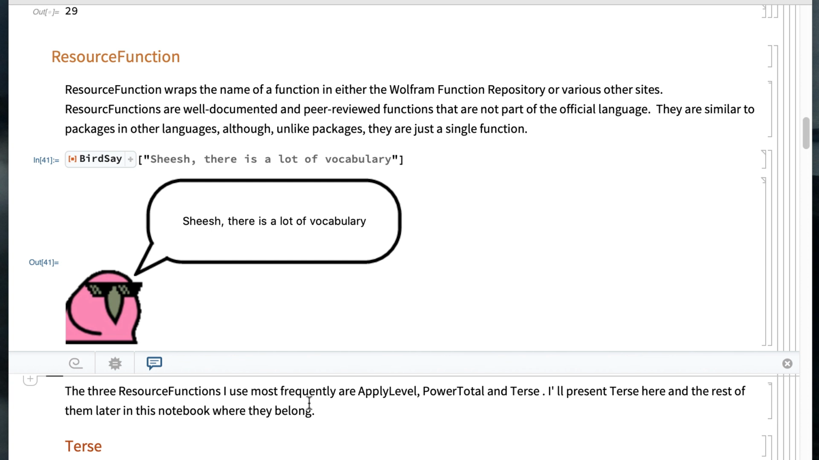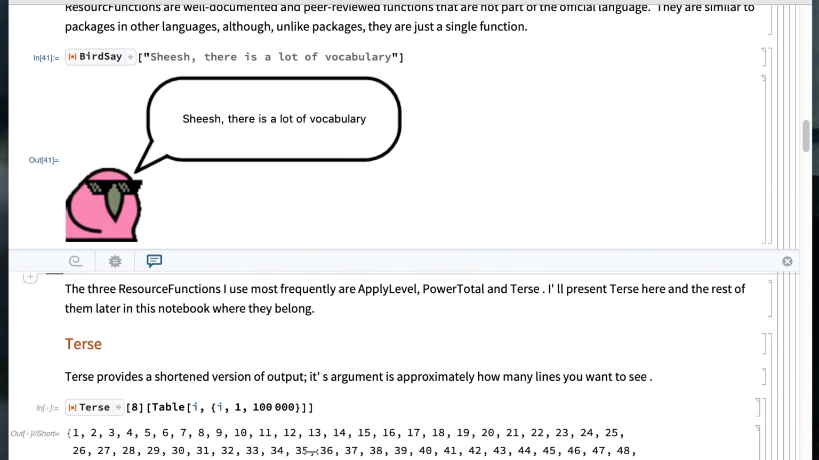There are three resource functions that I realize I use an awful lot. I don't use BirdSay very much, although it is fun. And those are ApplyLevel, PowerTotal, which I'll come to later, and Terse, and I need to do Terse now. It's a very useful function.